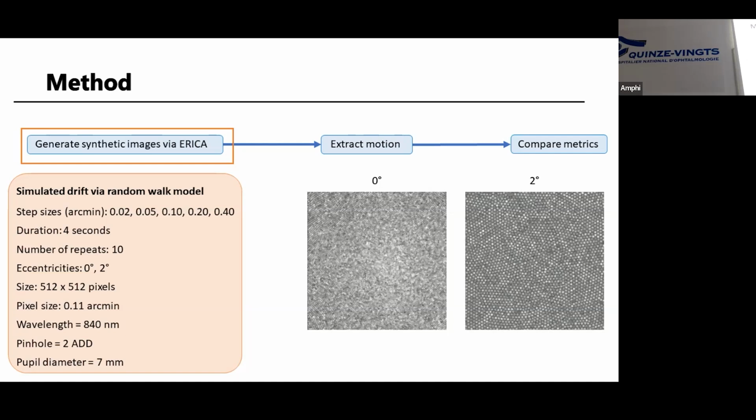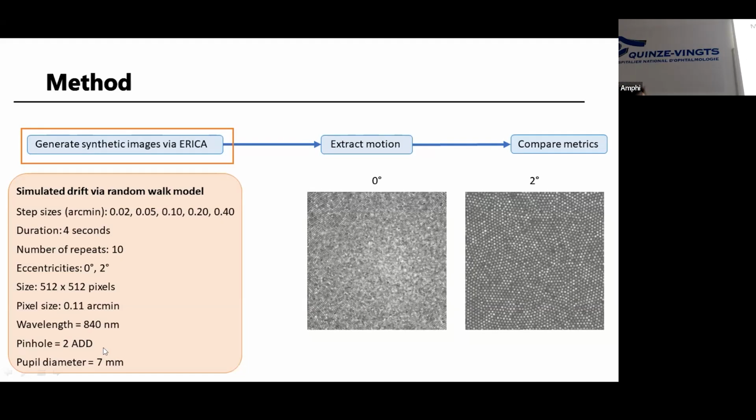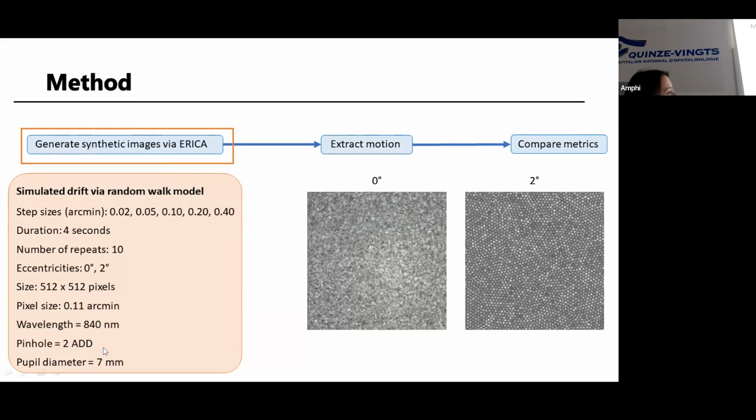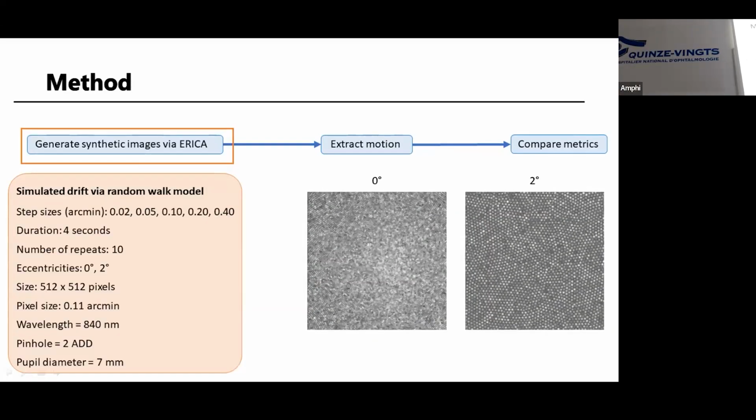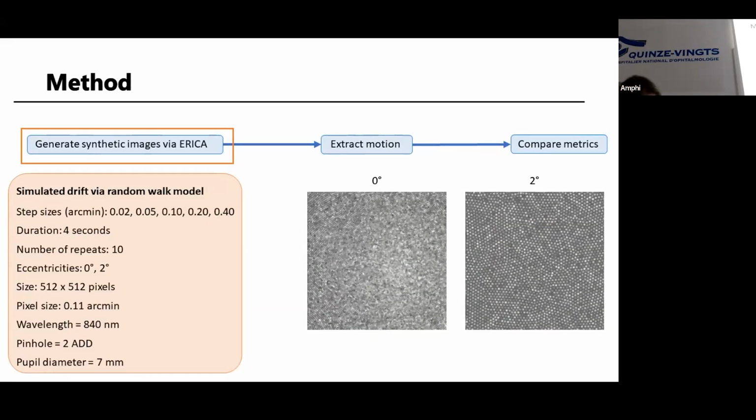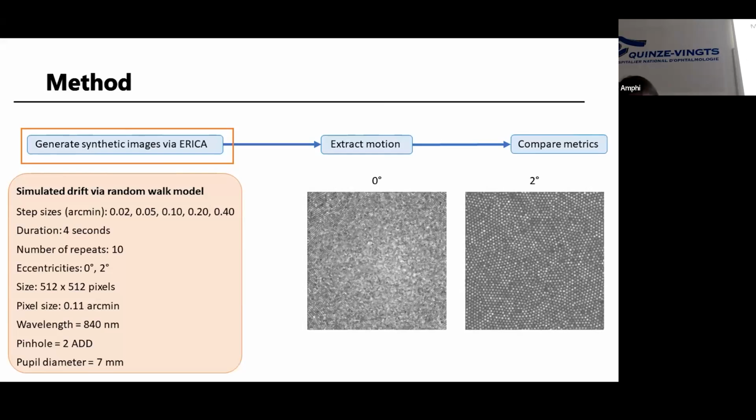There are 10 repeats, as I've said, 2 eccentricities, and the system is set up for a standard AOSLO imaging condition. So 512 by 512 pixels, 0.1 arc minutes per pixel, a wavelength of 840 nanometers, 2 airy disc diameter pinhole, and a 7mm pupil diameter. Hopefully the movies play and you can see what that looks like. I've also added some noise into these frames based on standard images that we've collected. So you can see what these look like.